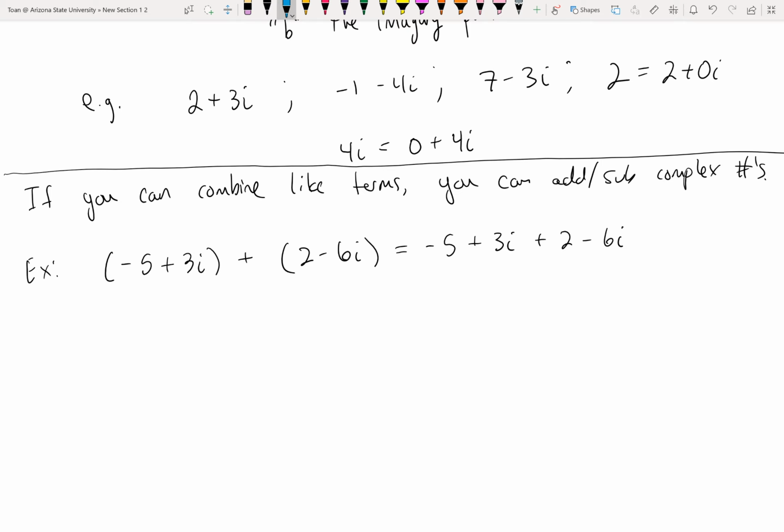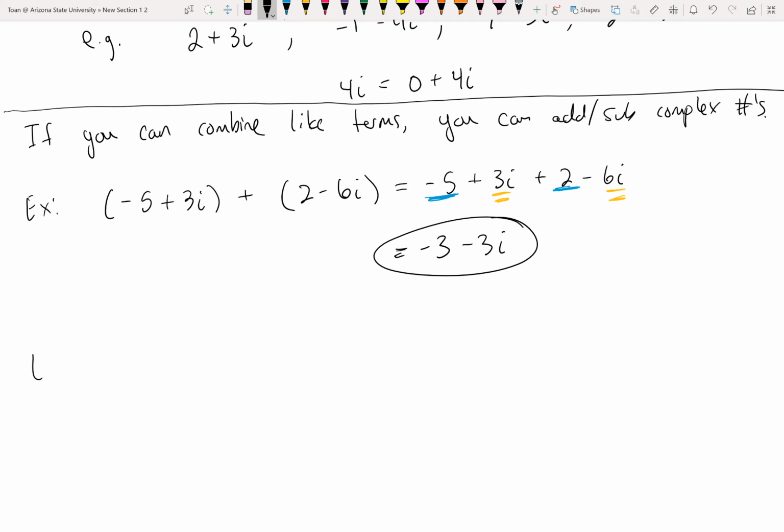And then the name of the game is combine like terms. Combine all the real parts, so the regular numbers that I've highlighted, and combine all the imaginary parts, the parts that have the i's, which I've highlighted. And then you just go ahead and add them together. Let's do the blues. Negative 5 plus 2 is a negative 3. Let's do the yellows. 3i minus 6i is a negative 3i. That is the sum. Easy peasy.